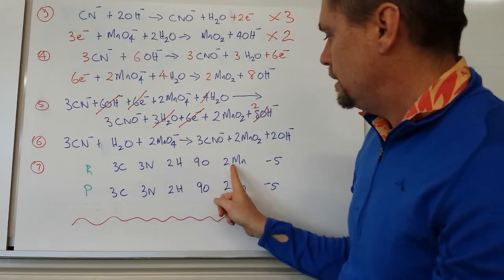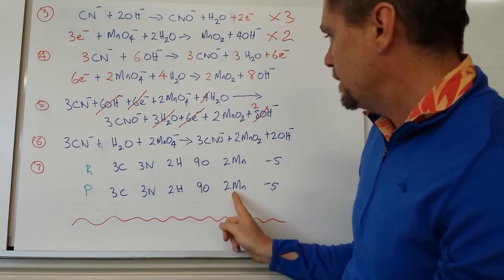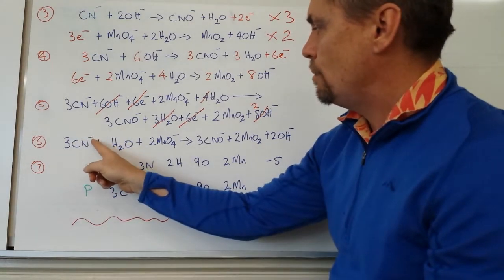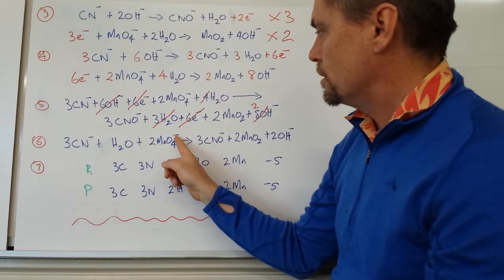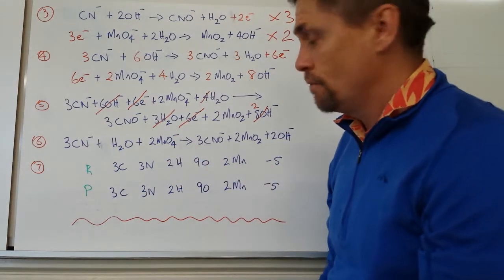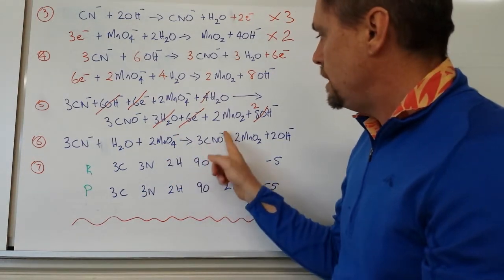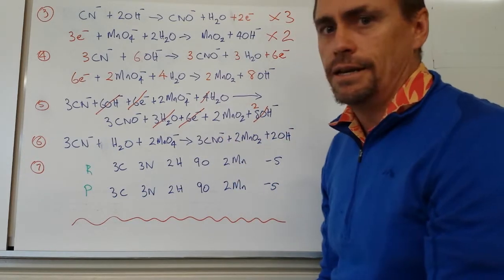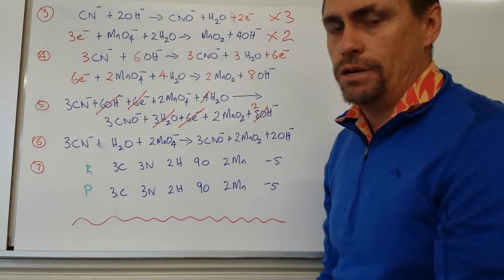We have 2 manganese on the left, 2 on the right, and now we need to work out our charge. We've got 3 times minus 1 plus 2 times minus 1 gives us minus 5 overall on the left hand side. We've got 3 times minus 1 plus 2 times minus 1 on the right hand side, so we know that that's a fully balanced redox reaction.